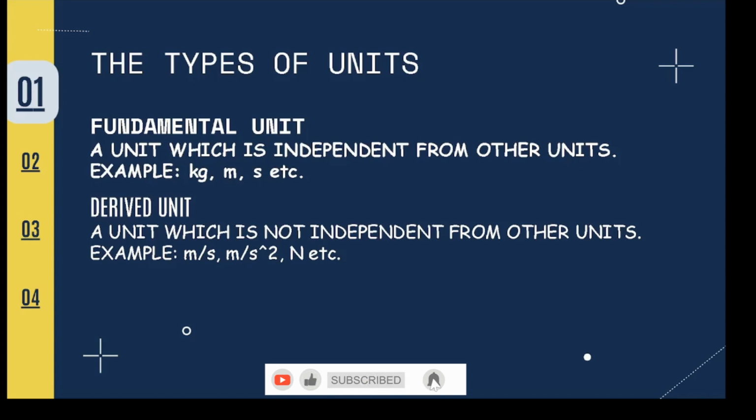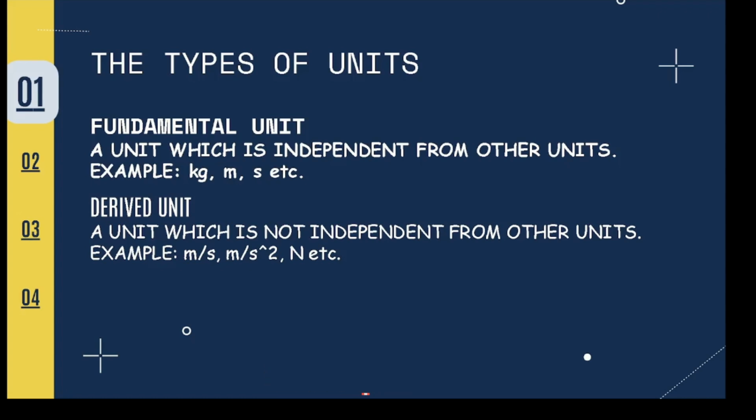What is a derived quantity? A quantity which is dependent on other physical quantities and can be derived from the fundamental quantities is called a derived quantity. Now, what is a fundamental quantity? A quantity which is independent of other quantities is called a fundamental quantity. A fundamental quantity is like mass. Mass is measured in kg. The kg is a fundamental unit. The kg is not multiplied with anything else, and it's not divided by anything else. It's independent. So a unit which is independent from other units is a fundamental unit, and a quantity which is independent from other quantities is a fundamental quantity.